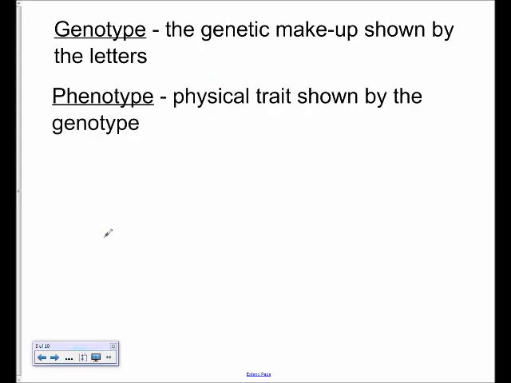The phenotype is the physical trait shown by the genotype. That means it's what the letters represent. What does big T represent? What trait does that represent? What does that look like if we could see that particular characteristic of that person or thing? Big D, little d. What characteristic does that represent if we could see that in somebody? Which means we would need to know what the big D stands for and what the little d stands for, and we'll get into all that.